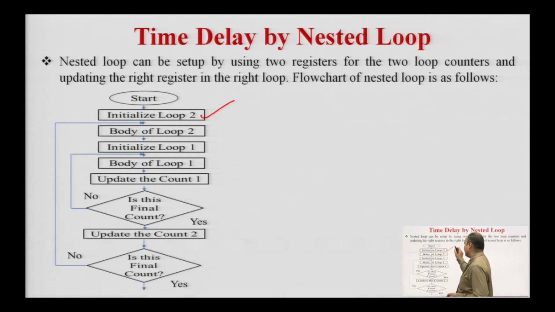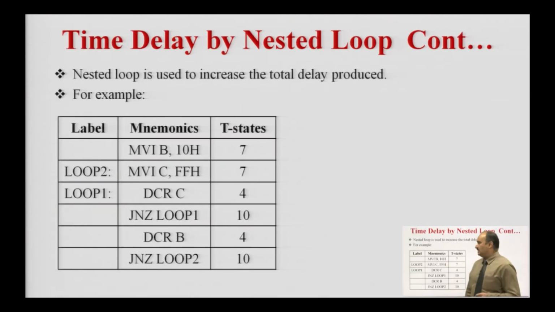Here is the flow chart. Initialize loop 2, body of loop 2, then initialize loop 1, then body of loop 1, update the count 1. Is this the final count? If no, then repeat this loop. If it is the final count, come out from the loop, update counter 2, and again check whether this is the final count. If not, then repeat the loop, and come out of the loop if the condition is true. So, this is the flow chart of the nested loop. The nested loop is also used to increase the total time delay in a program.